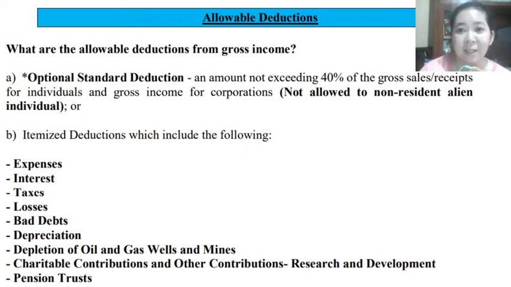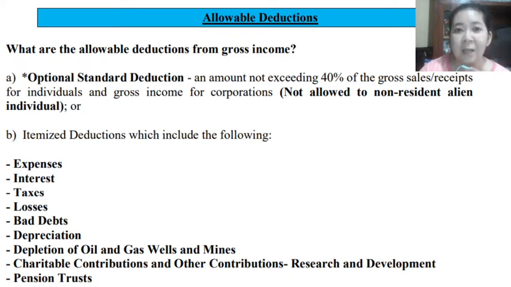The first deduction is the OSD, or the Optional Standard Deduction. This deduction is 40%. In the case of an individual, this is 40% of their gross sales or receipts. In the case of a corporation, this is equal to 40% of their gross income. But please take note, the optional standard deduction is not allowed for a non-resident alien individual.